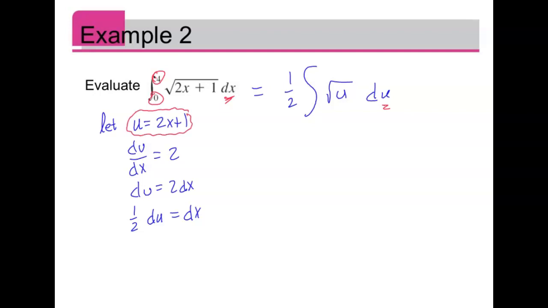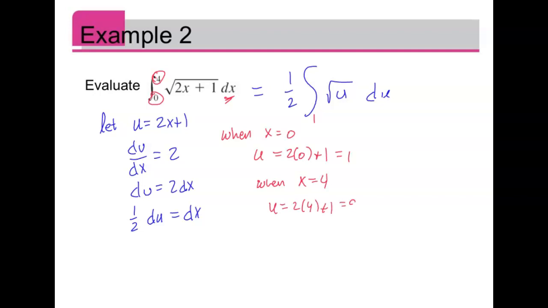Those variables, again, are in terms of x. So what I'm going to do is replace x with those. So I'm going to say when x is 0, u equals 2 times 0 plus 1, which is 1, right? So when x is 0, my lower limit for the integral in terms of u should be 1. When x is 4, u equals 2 times 4 plus 1, or 9. So my upper limit of integration is 9.